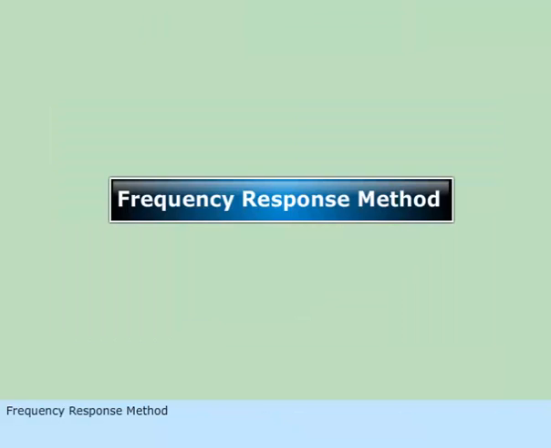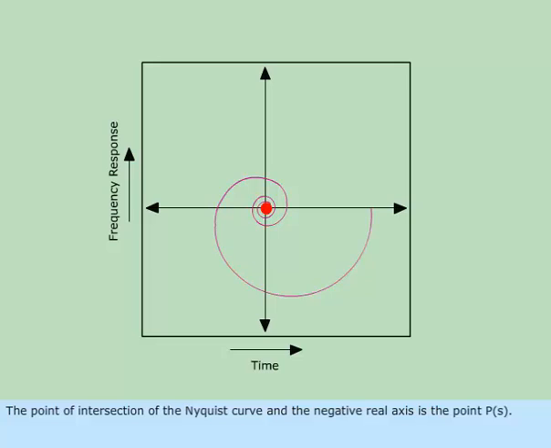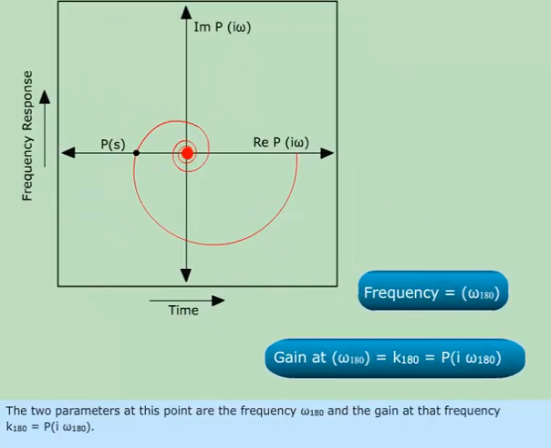Frequency response method. Ziegler and Nichols' second method is based on a simple characterization of the frequency response of the process dynamics. The point of intersection of the Nyquist curve and the negative real axis is the point P of S. The two parameters at this point are the frequency omega sub 180 and the gain at that frequency, K sub 180 equals P times I omega sub 180.